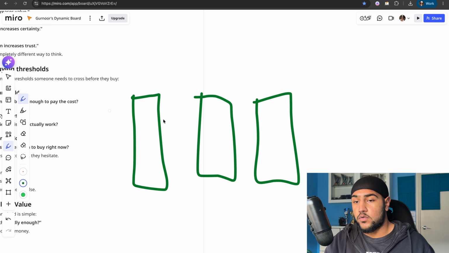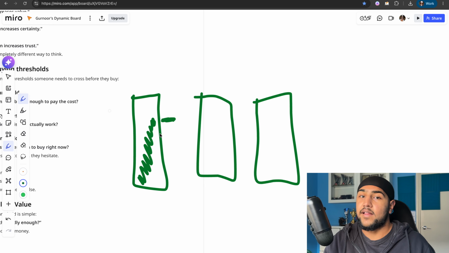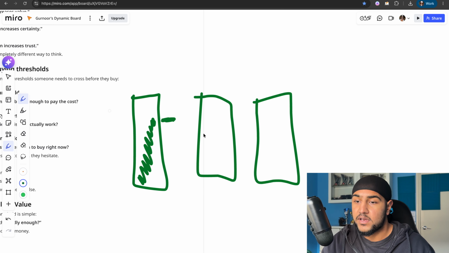Someone's value threshold might be up here. Like, they need this to at least fill up to this point, and they're like, okay, cool, this is worth it. Their trust threshold might not be that high. Maybe they're in so much pain that they don't really care whether they trust the person selling or not. They care a little bit, but not as much. So it only needs to really fill up to here, right?